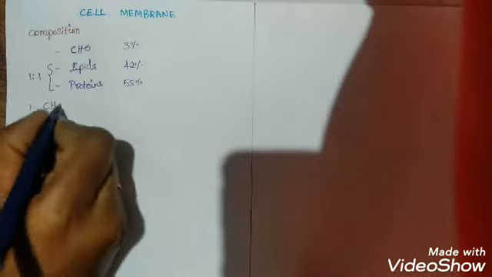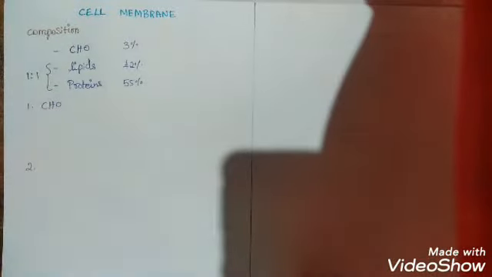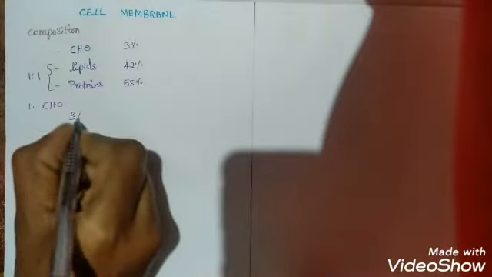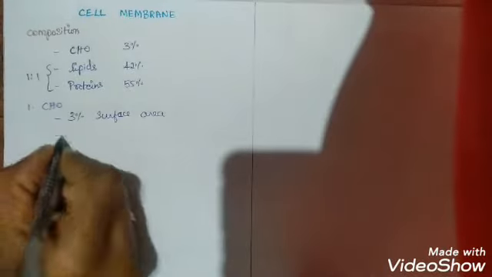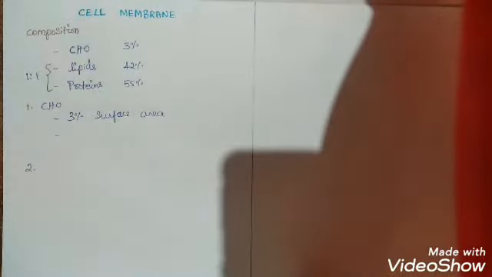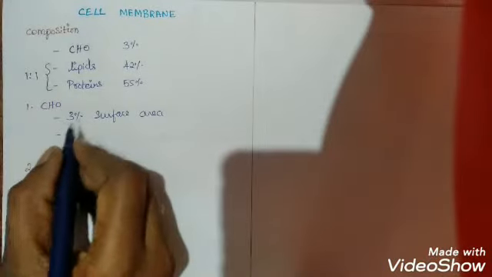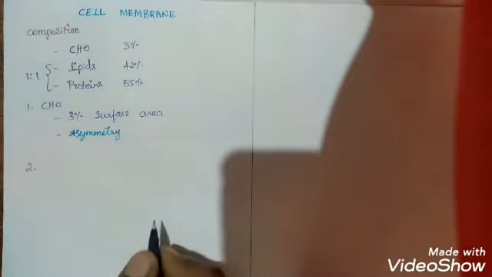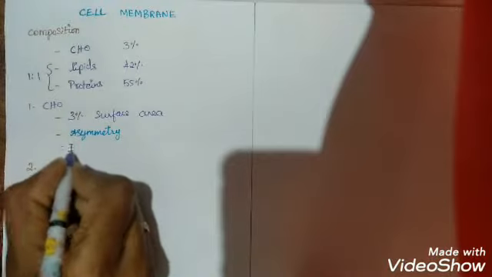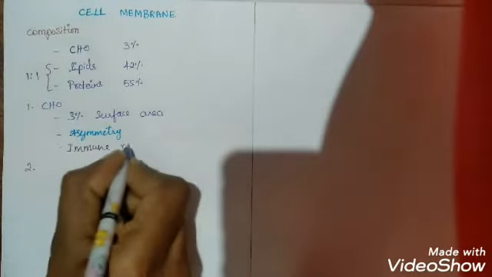First, carbohydrates. As I said, they occupy 3% of surface area. And there is a question: which constituent is responsible for asymmetry of the membrane? Options are carbohydrates, lipids, proteins or fatty acids. So the answer should be carbohydrates. Carbohydrates are arranged asymmetrically, and carbohydrates are responsible for immune reactions.